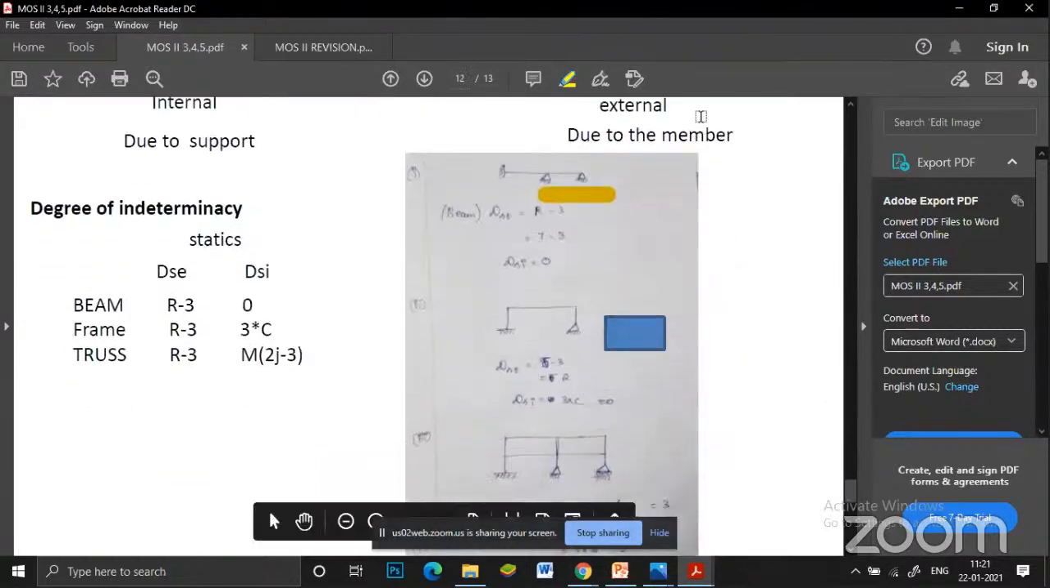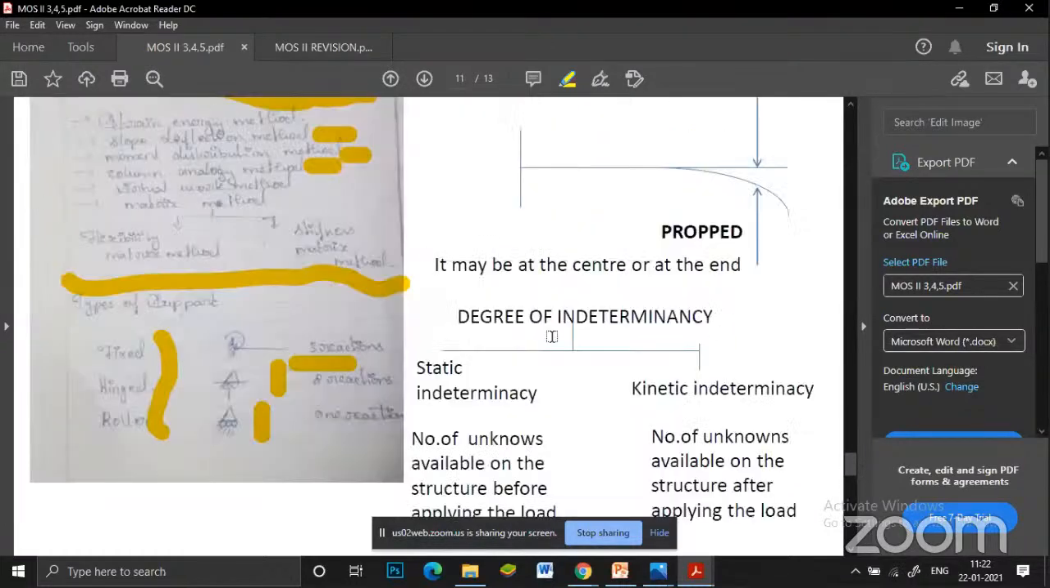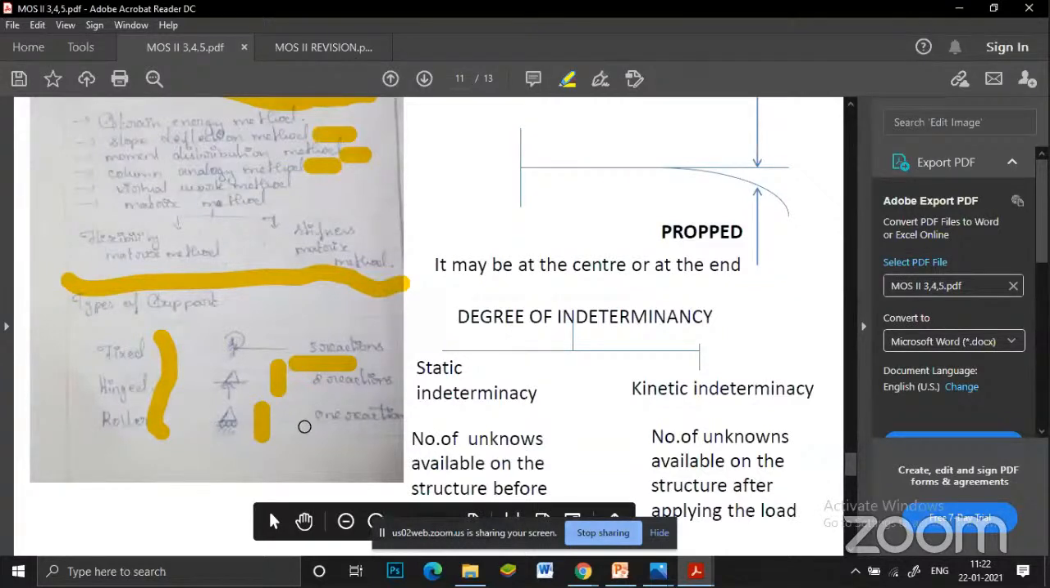So here, it is fixed at one end, and these two are hinged. In case of fixed, I have already told you that three reactions will happen. What do we mean by three reactions? One is moment, one is horizontal reaction, and one is vertical reaction. In case of hinged, there is no moment, only upward and downward reactions. In case of roller, there is only one reaction, either right hand side or left hand side, as it moves. So that determines the reactions.